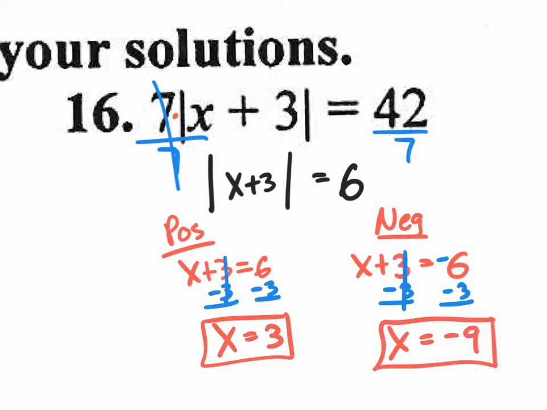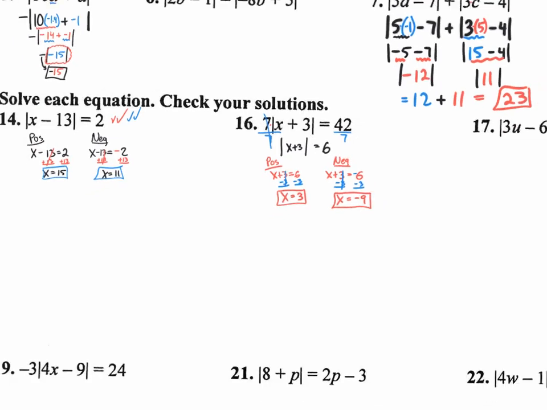And those are your two answers so far, but you're supposed to check actually, all right? So you could check by plugging it into the original and making sure that this side equals 42, or you could even plug it into the isolated one and make sure that when you plug it in, it gives you 6. So if I plug in 3 right here, 3 plus 3, it really is 6, and the absolute value of 6 is 6, so we're good. If I plug in a negative 9 right here, negative 9 plus 3 is negative 6, and the absolute value of negative 6 really is 6, so it works as well, so those two answers do work.